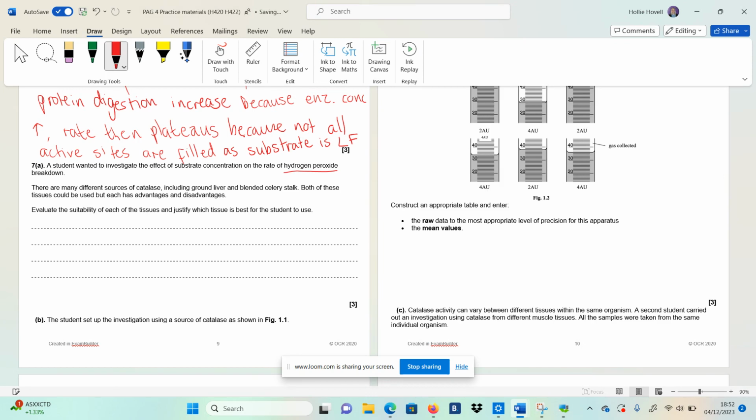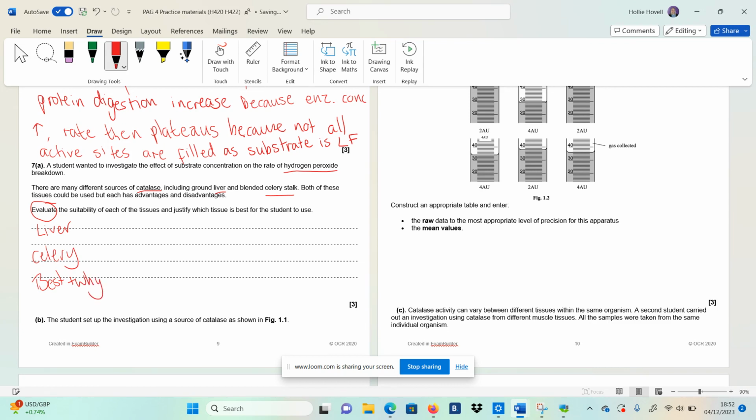There are many different sources of catalase, the enzyme, including ground liver or blended celery stalk. Both of these tissues could be used, but each has advantages and disadvantages. Evaluate the suitability of each of the tissues and justify which tissue is best. So evaluate. So you've got to say what you think are the benefits of liver, what you think are the benefits of celery, and then you need to make a decision which one is best and why.